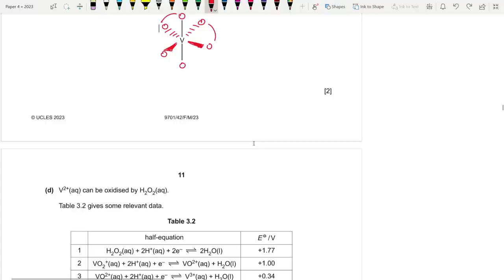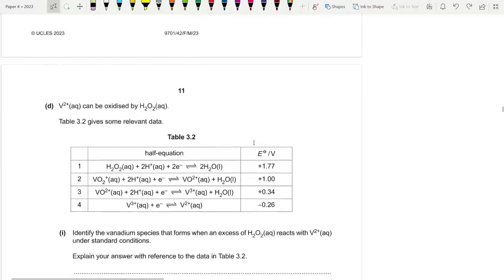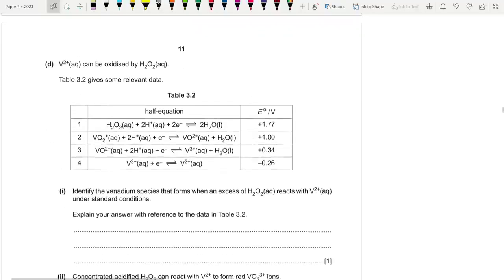Now V2 plus can be oxidized by H2O2. Identify the vanadium species that forms when excess of H2O2 reacts with V2 plus under standard conditions. Explain your answer with reference to data in table 3.2. This is a really good question. Do you know why? Because it's a repeat. I actually really like this question.